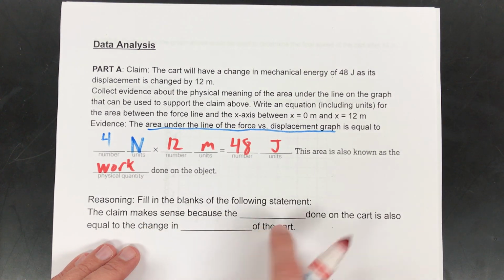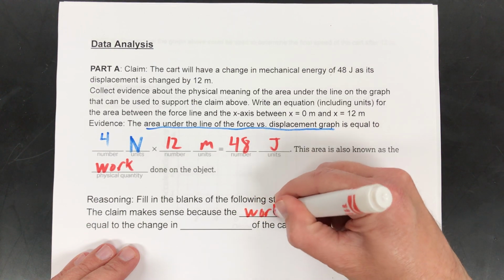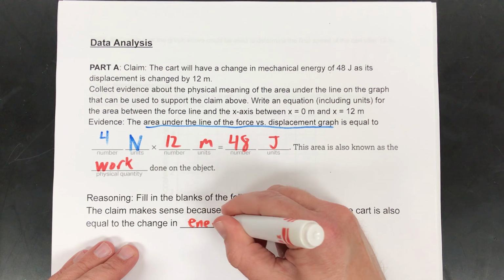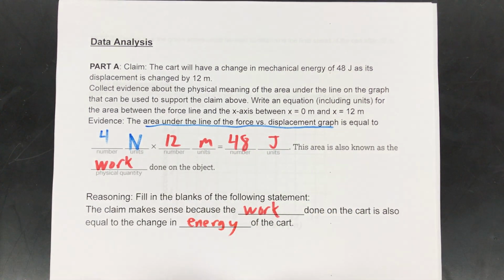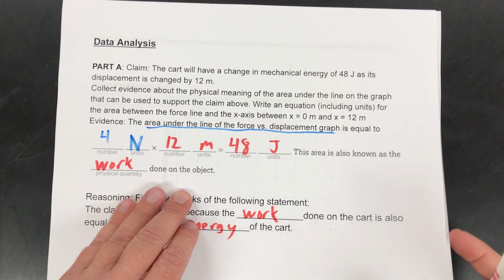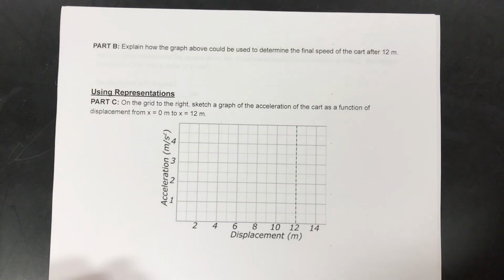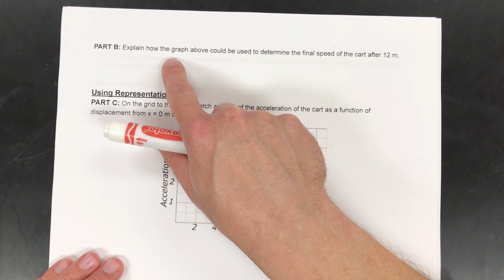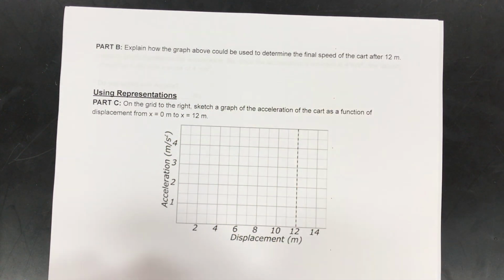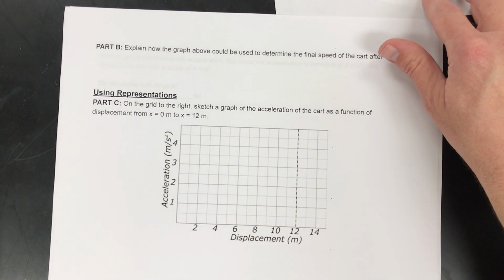So this claim makes sense because the work done on a cart is also equal to the change in energy of the cart. So remember, when you do work on something, you transfer energy into or out of it. So next part here, they ask us to explain how the graph above could be used to determine the speed of the cart after the cart has gone 12 meters.